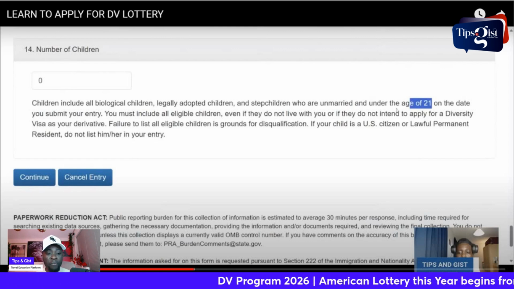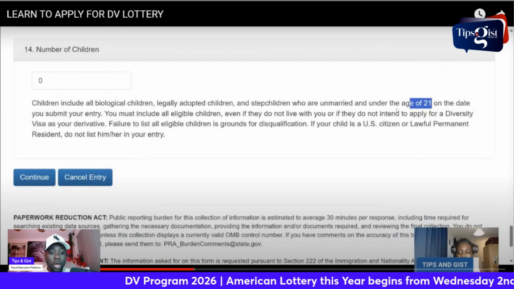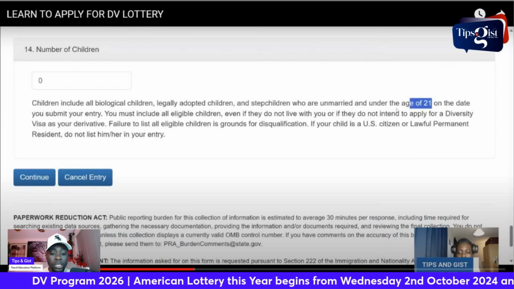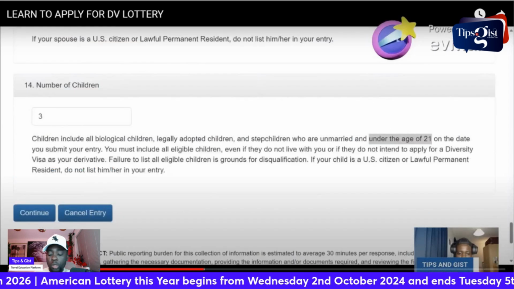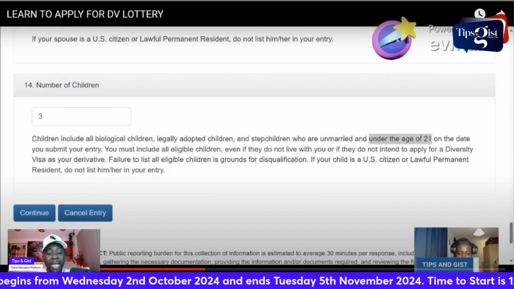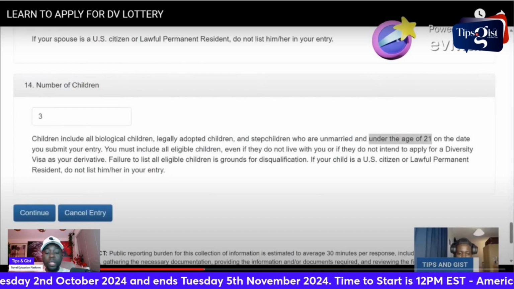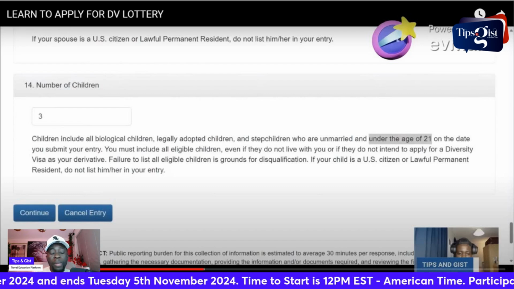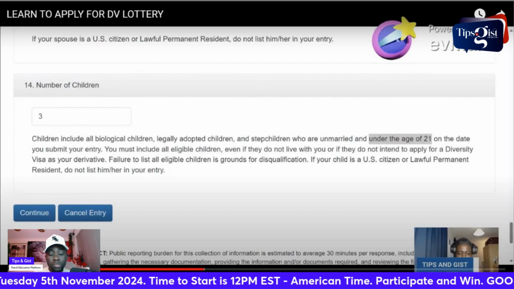So we are done with the set of 14 questions. You click continue, and when you click continue, automatically you're going to get to the next step. For instance, in this one, I entered 3 children and clicked continue. When you click continue, a portal will open for you to key in the details of each of the 3 children.